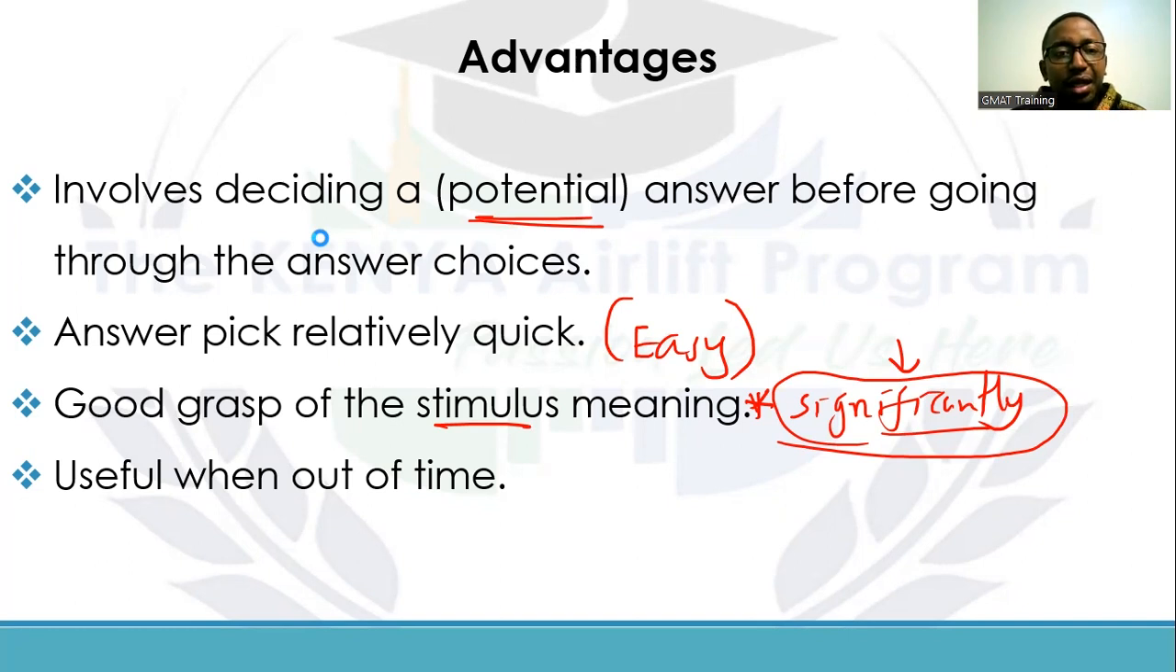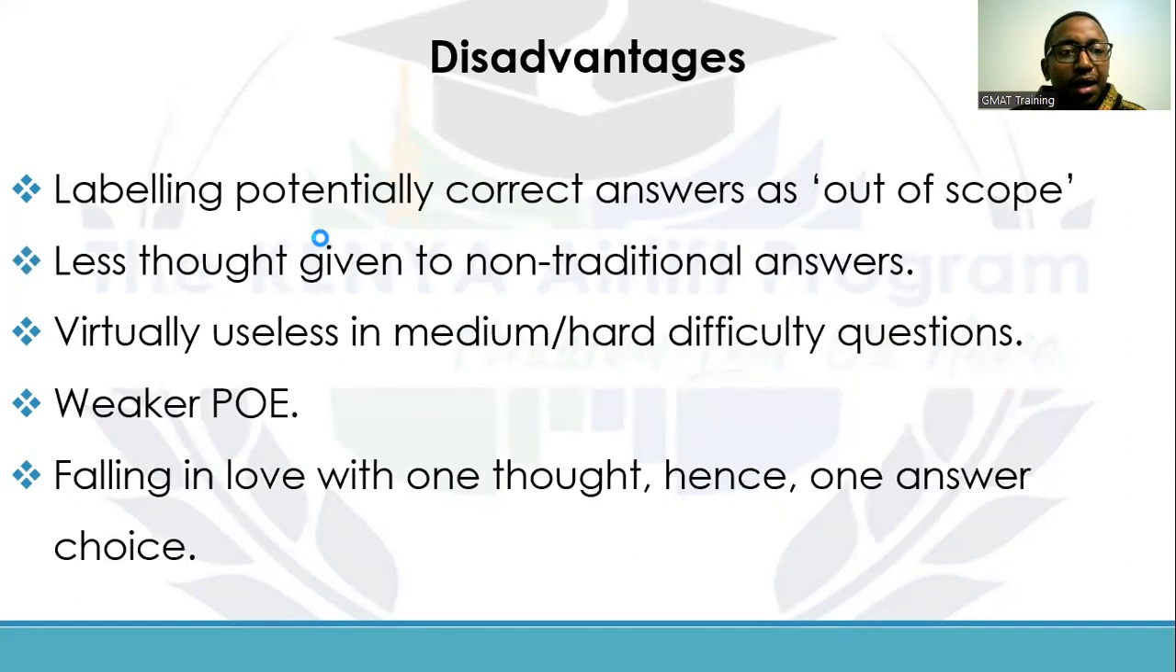Having said that, pre-thinking also has its own set of drawbacks. So, one, labeling potentially correct answers as out of scope. So imagine you have thought of one way of, say, strengthening an argument, or one assumption, or one possible explanation to a paradox. So when you go to the answer choices, there is a very high possibility that whatever is not related to the pre-thought answer that you have, you will eliminate it as out of scope. That is, you will not see its relevance to the question.